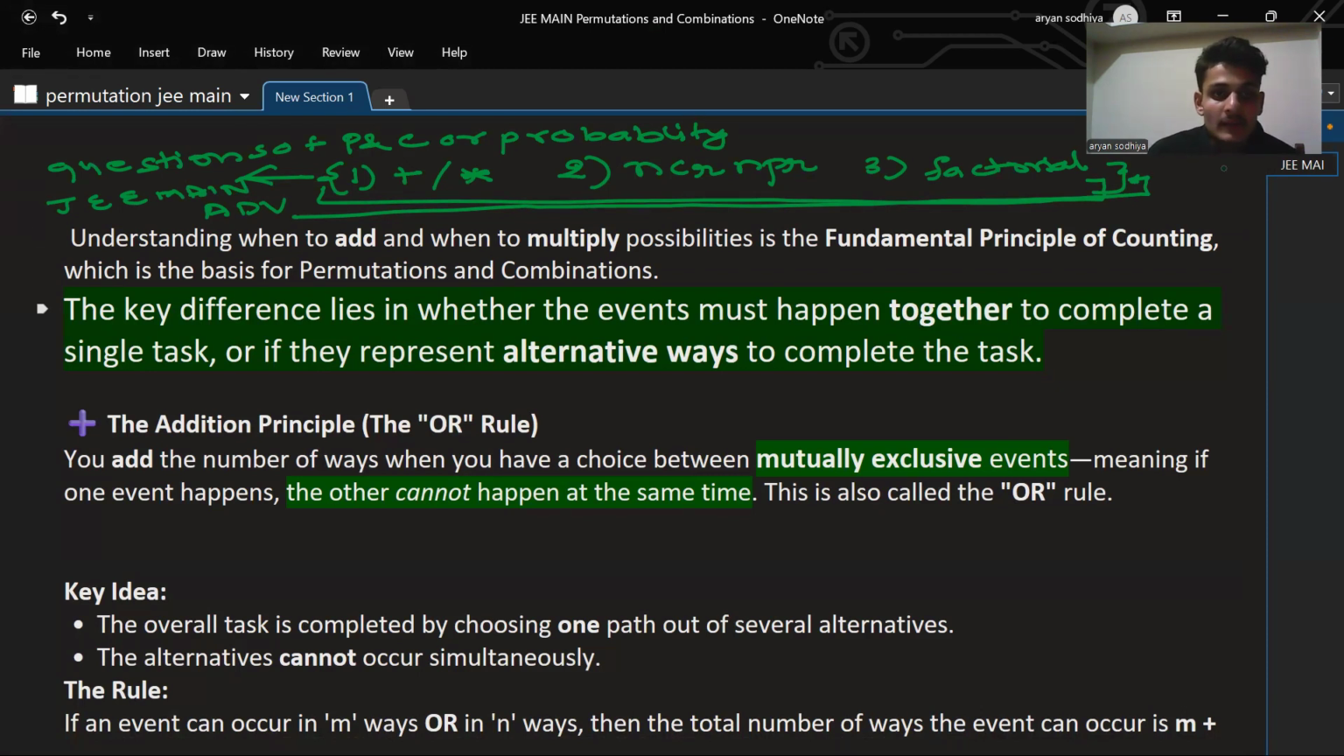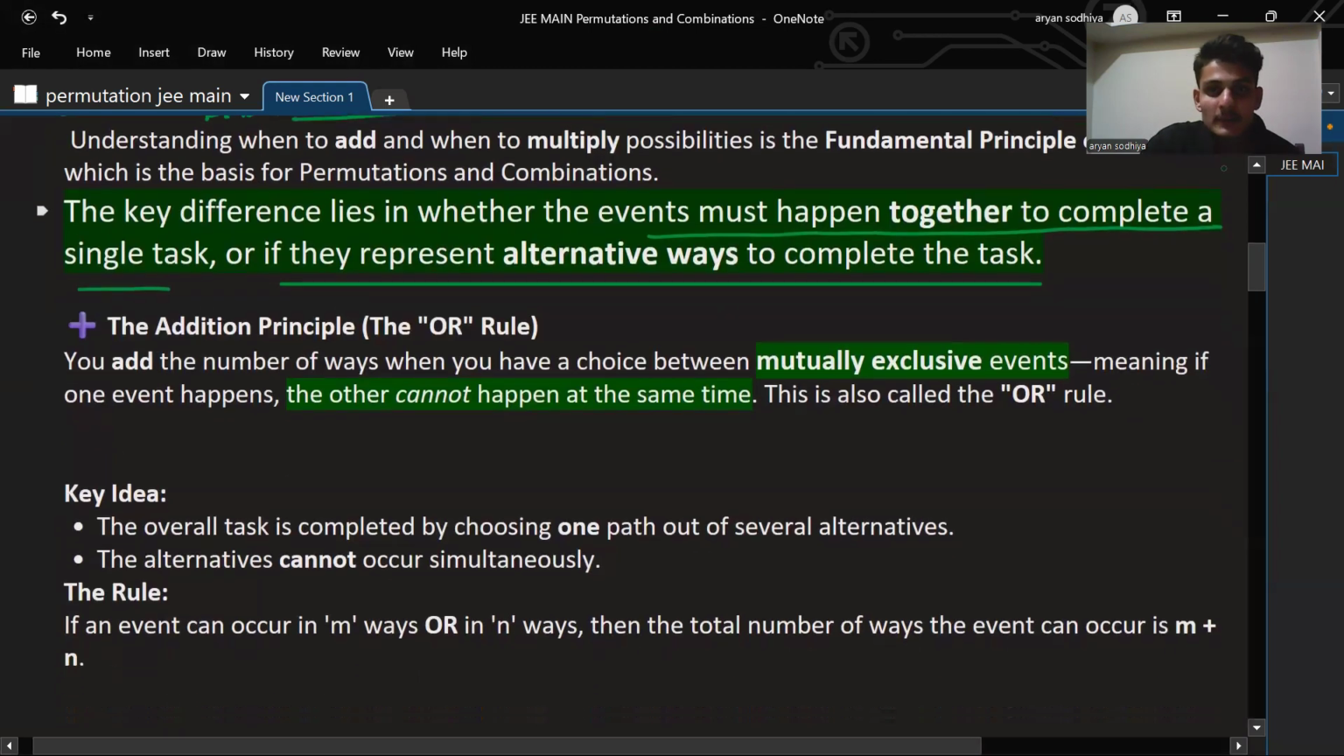Understanding when to add and when to multiply possibilities is the fundamental principle of counting. The key difference lies in whether the events must happen together to complete a single task, or if they represent alternative ways to complete the task. These two lines are very important. Let me explain in simpler terms.